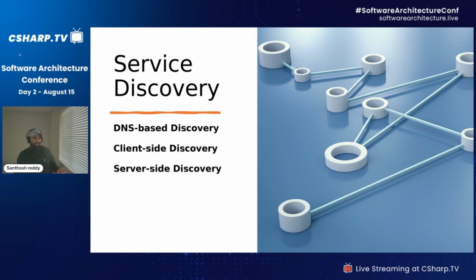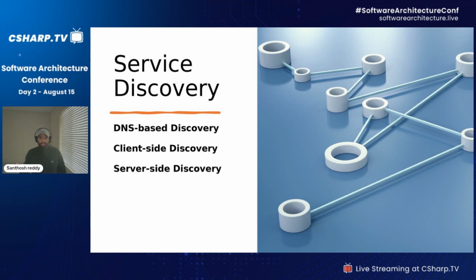And for the client side discovery, you involve the client. Basically the client has access to some sort of a registry with a list of all service locations, and based on that, it will identify which service to invoke. And similarly, on the server side, it will maintain a centralized service registry where all the services can come and register themselves, and then you can query that registry to discover other services.